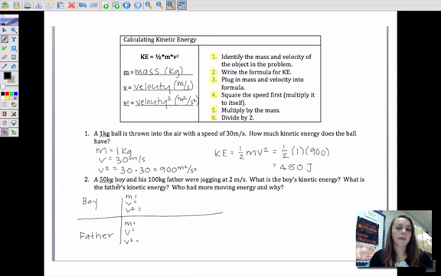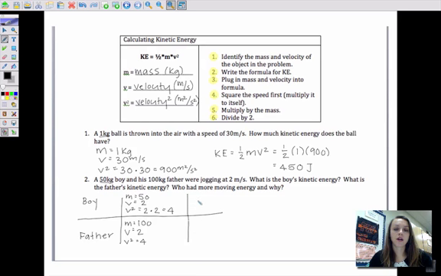For the boy, he has a mass of 50 kilograms, and he's jogging at a speed of 2 meters per second. V squared means we're going to take this number and multiply it by itself, so 2 times 2, which is equal to 4. For the father, he has a mass of 100. He's running at the same speed of 2 meters per second, which means his v squared is going to be the same as the little boy's, so it's 4 meters squared per second squared.